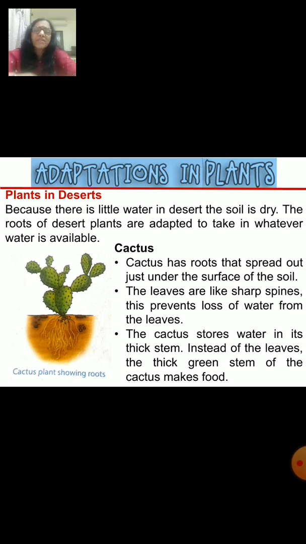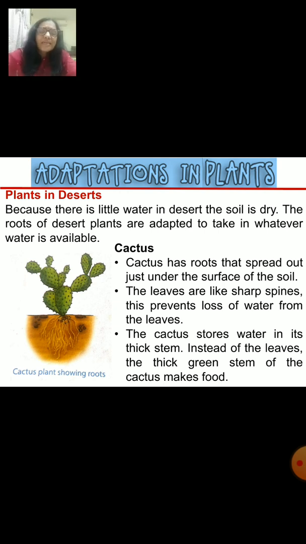Now, what are the adaptations of the cactus? First, the cactus has roots that spread out just under the surface of the soil. And the leaves, you see, are like sharp spines. Have you seen the leaves of a cactus? No, they are not normal leaves. The leaves have become sharp spines. Normally leaves are spread out, meaning they are broad, right? But here the leaves of a cactus have become like sharp spines. Why? So that they can prevent the loss of water from the leaves.